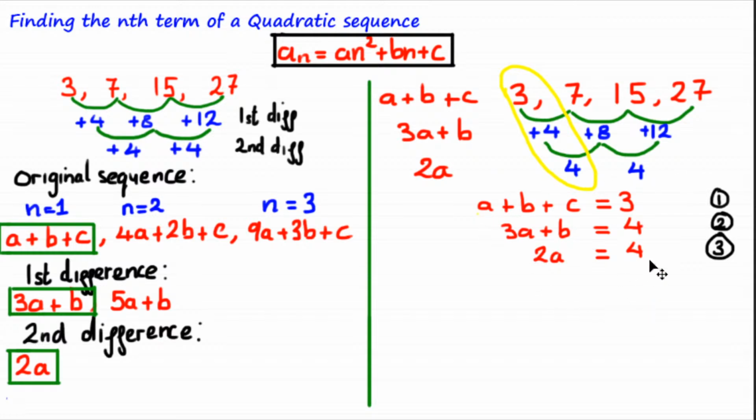Now we have this system of simultaneous equations which we can solve. How do we know we can solve it? Well, we've got 3 equations and 3 unknowns, a, b, and c. So it means it's solvable.